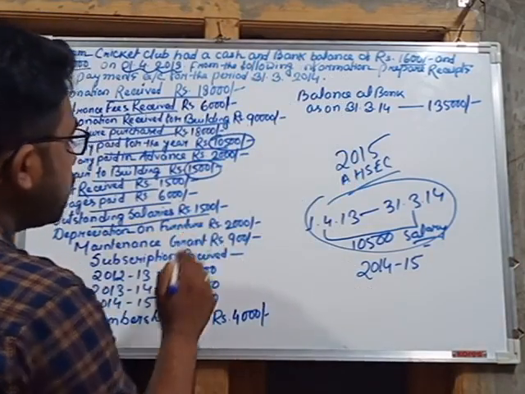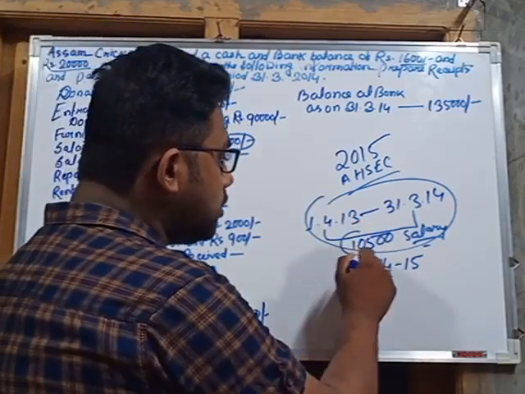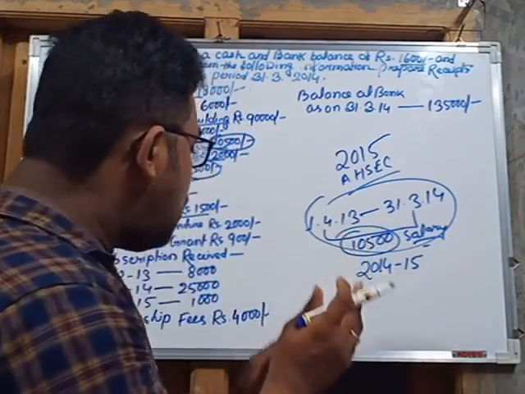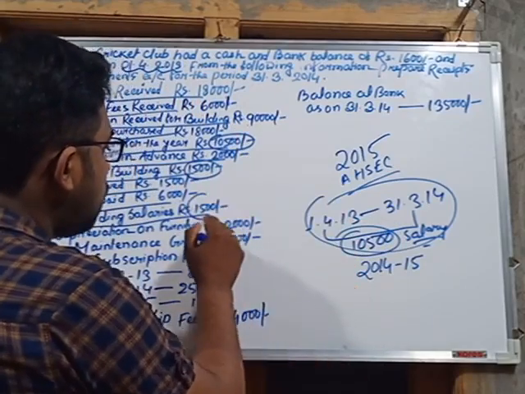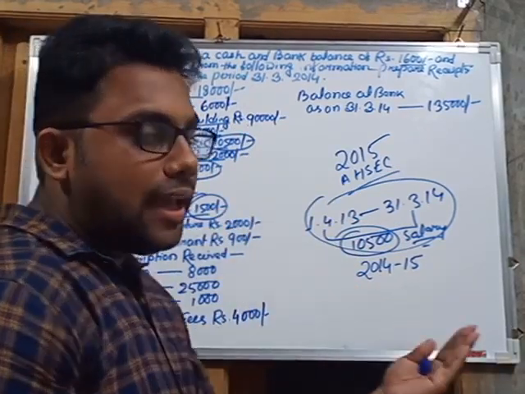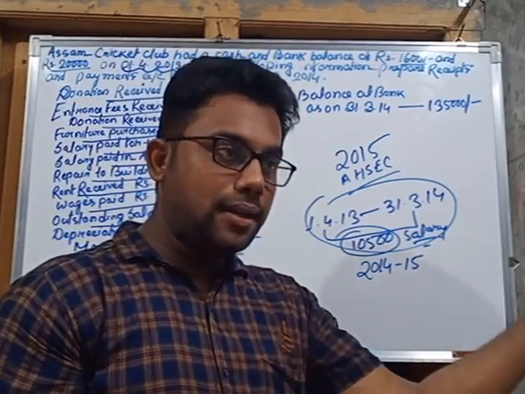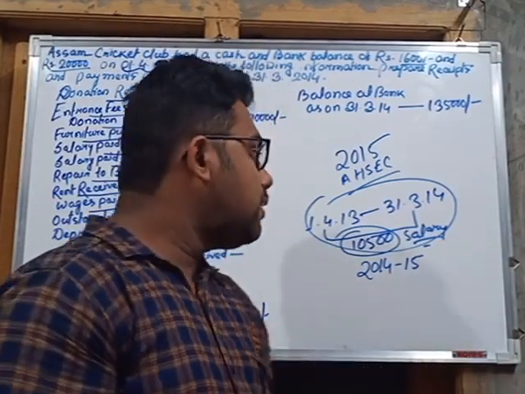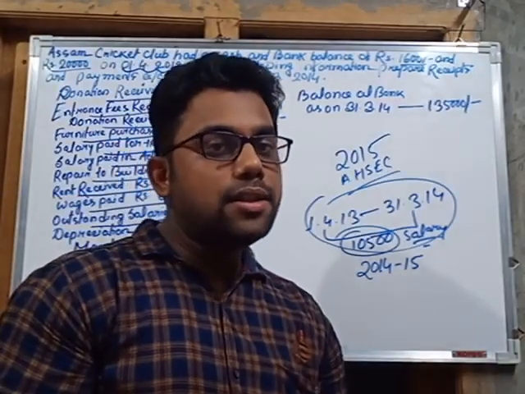Next one is the outstanding salaries. That means in the current year they have paid 10,500 as salary, out of which an amount of rupees 1,500 they have not paid yet. So it is outstanding, they have to pay in future, but as they have not paid in the current year, it is not a payment.